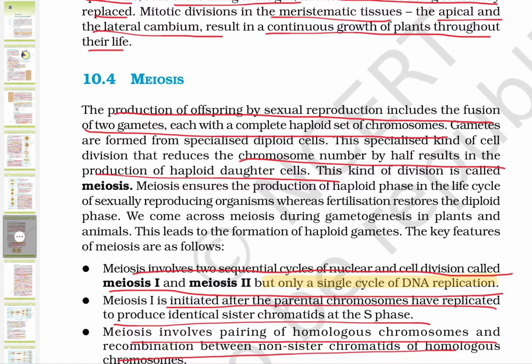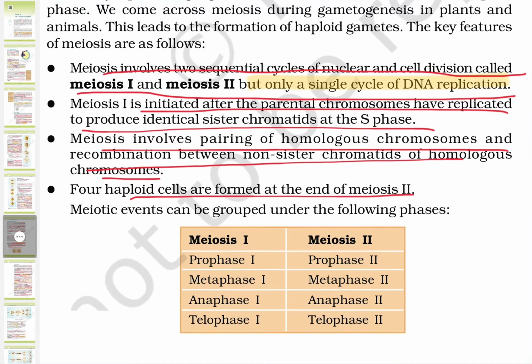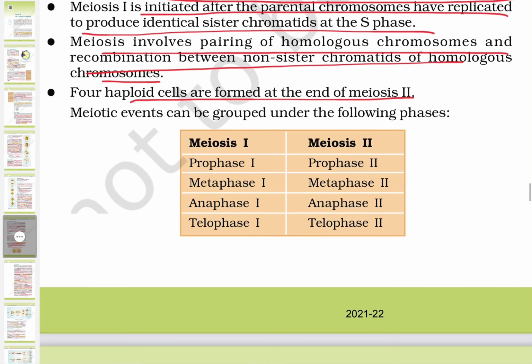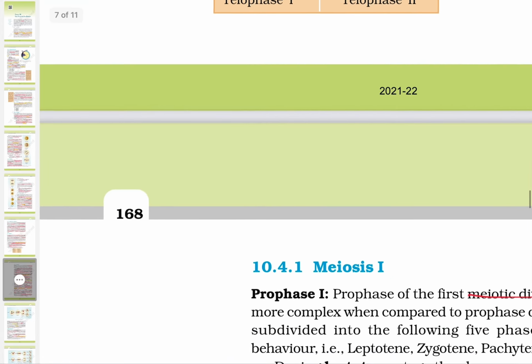Now meiosis में 2 sequential cycles of nuclear and cell division होते हैं, but remember it's a single cycle of DNA replication. Meiosis 1 is initiated after the parental chromosomes have replicated to produce identical sister chromatids at S phase. Now meiosis involves the pairing of homologous chromosomes and recombination between the non-sister chromatids of homologous chromosomes. Now 4 haploid cells, it is not like mitosis. यहाँ पे 2 haploid cells after meiosis 2 बनते हैं.